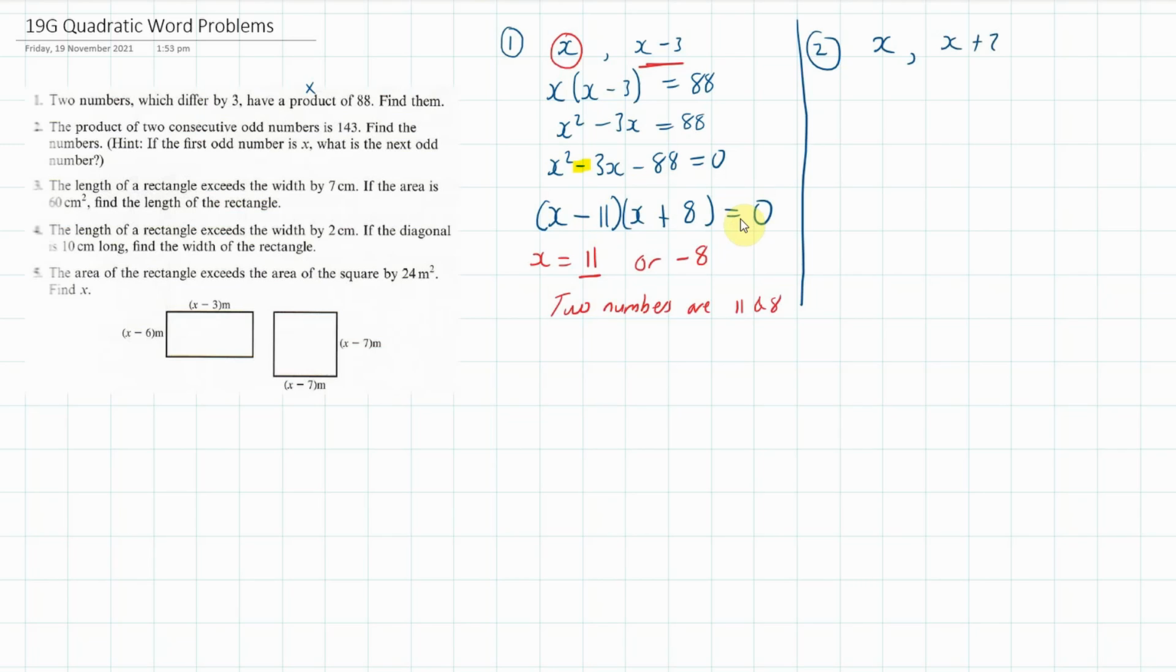And we're talking about the product of these. So that means this multiplied. And the product of these is 143. Okay, well, we'll expand our bracket to get x squared plus 2x is equal to 143. We will pull that 143 across. And now we've got to think of the factors of 143.